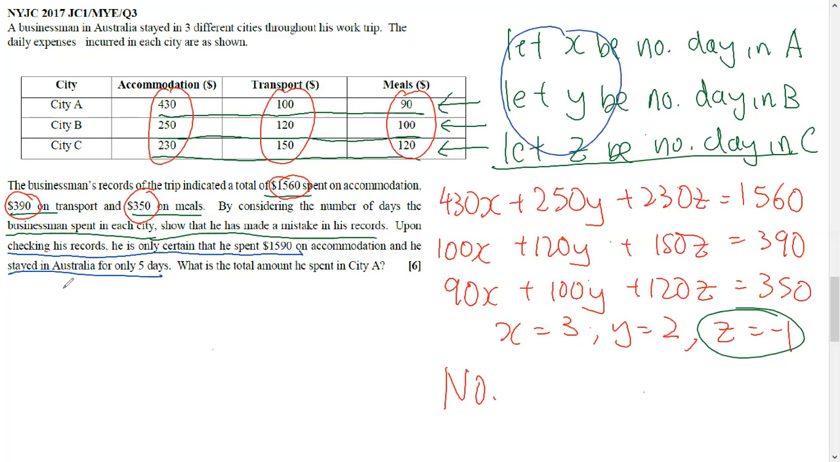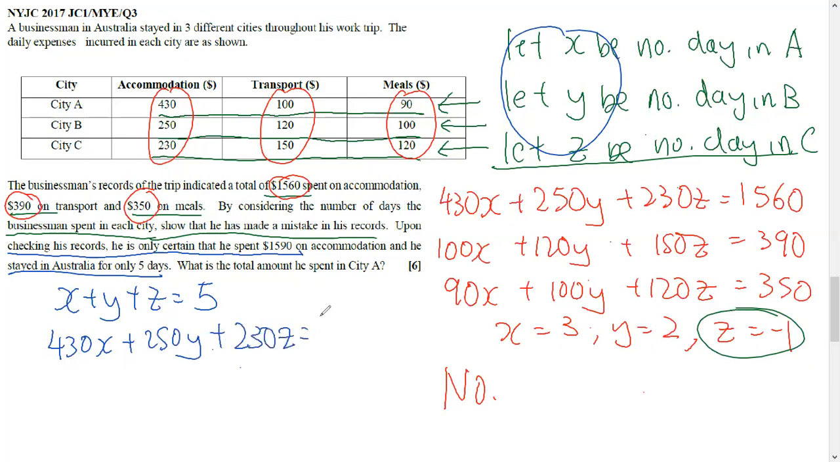So today we know that x plus y plus z is equals to 5, right? 5 days. And we know that 430 times x plus 250 times y plus 230 times z, in this case is going to be 1590. So today, using the new set of information, because we do not know where he went wrong in the previous set of data, we can only be sure that it's these two.